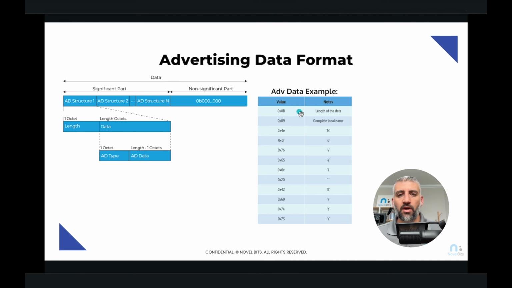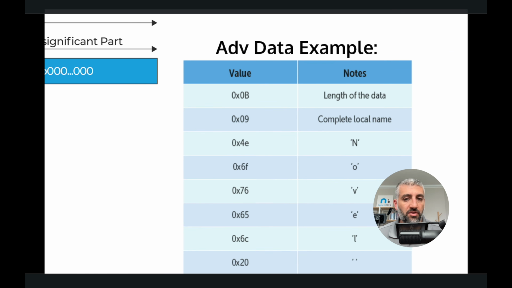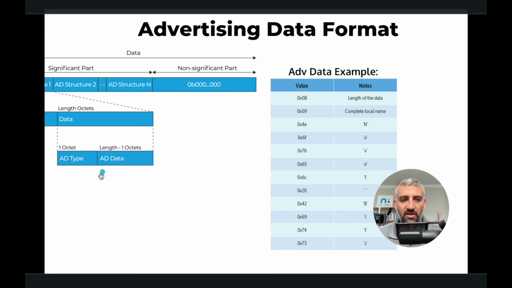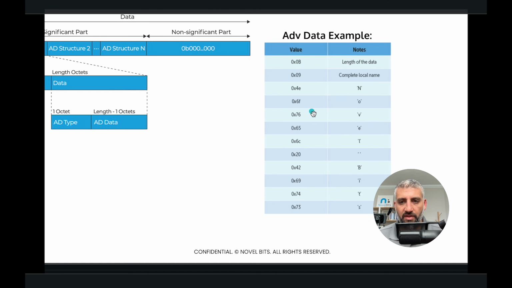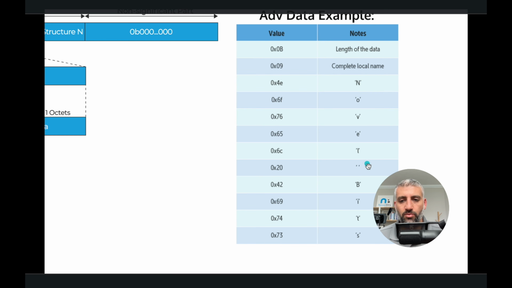So here's an example. We have here what's called the complete local name type. The type is going to be defined by a value. In this case, it's 09 hex, and it indicates that this is a complete local name. Now we have a length, and this is 0B, and then the remaining I decided to put in here Novel Bits with a space in the middle, and each of these is just the ASCII equivalent for this character, included as raw bytes. So this is what a raw data format for the actual advertising data would look like. It would start with 0B, 09, 4E, and go all the way up to here.